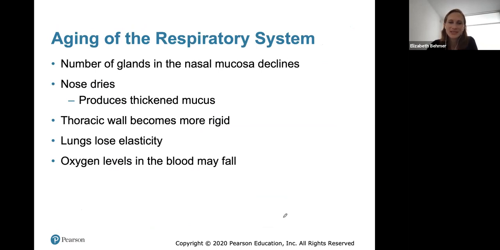Aging of the respiratory system: the number of glands in the nasal mucosa declines, the nose dries out, it produces more of a thickened mucus, the thoracic wall becomes more rigid, the lungs lose elasticity, and oxygen levels in the blood may fall as well.